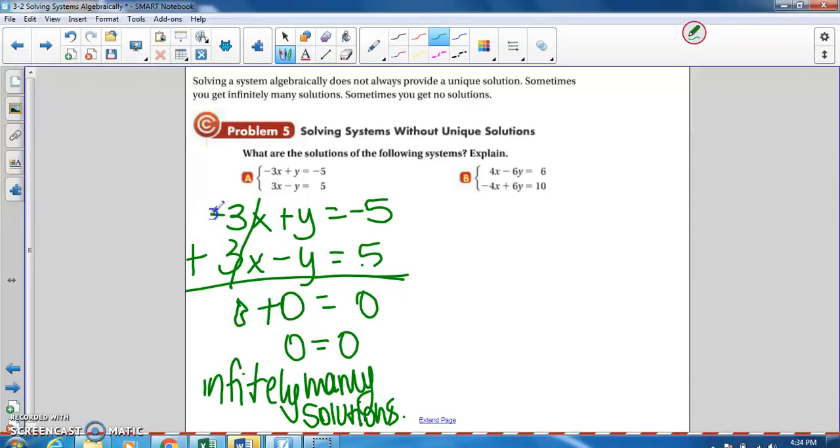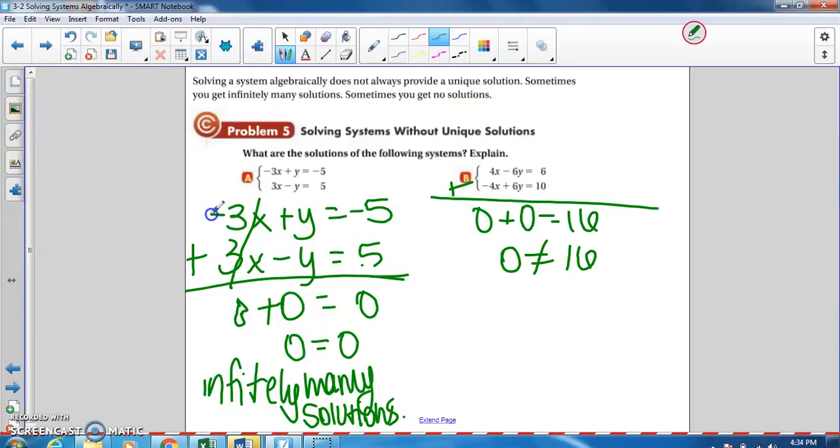In B, I'm going to add my two equations again. 4x plus negative 4x is 0. Plus negative 6x plus negative 6y plus 6y is 0 again. 6 plus 10 is 16. Since 0 does not equal 16, this system has no solutions. That's it.